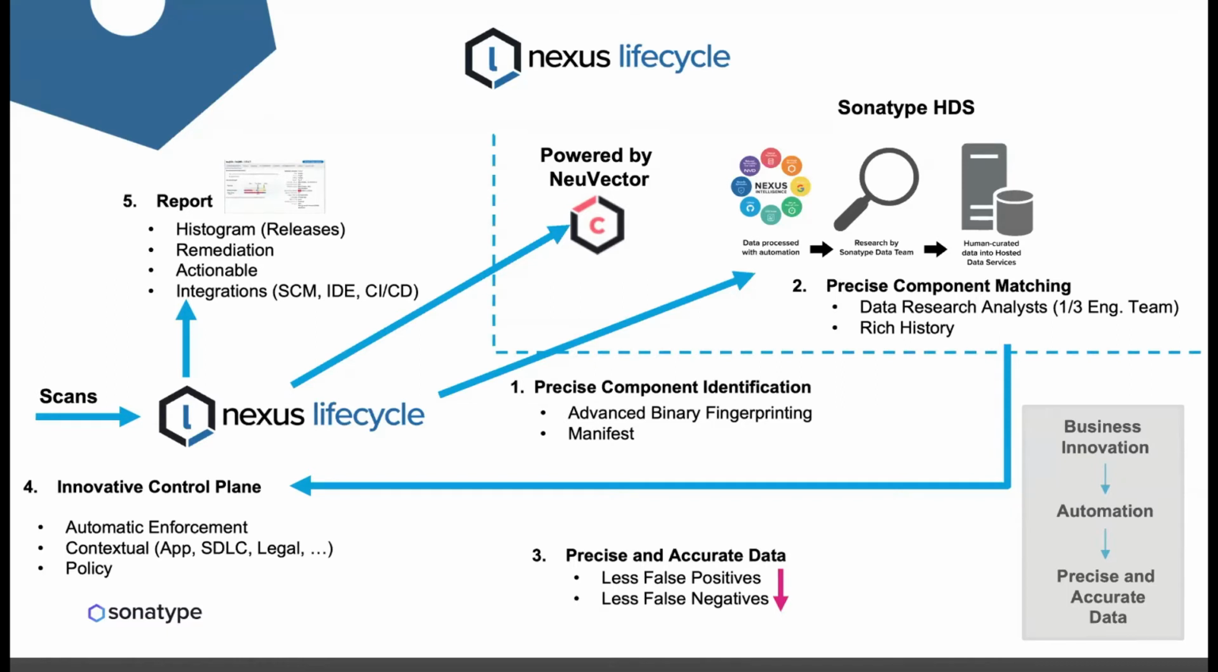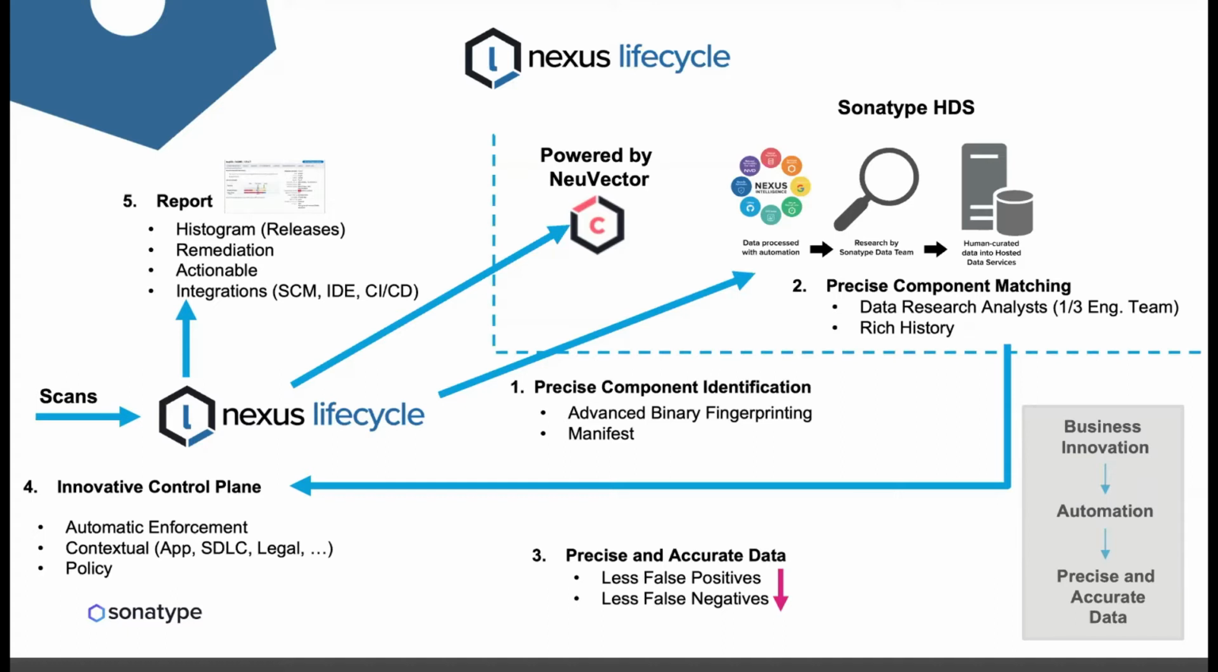So for us, it's all about number 3 here, right? In order for you to innovate, you need automation. In order for your automation to work, you need precise and accurate data. And that's what Sonatype is bringing to the table. Because precise and accurate data allows us to automate faster because we're showing fewer false positives, fewer false negatives.